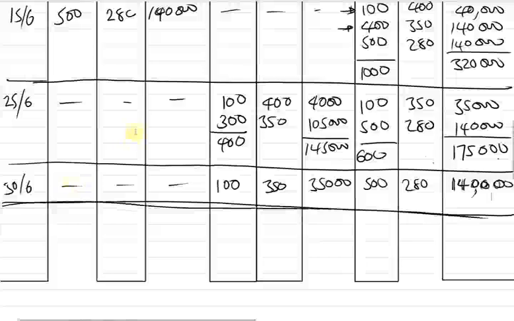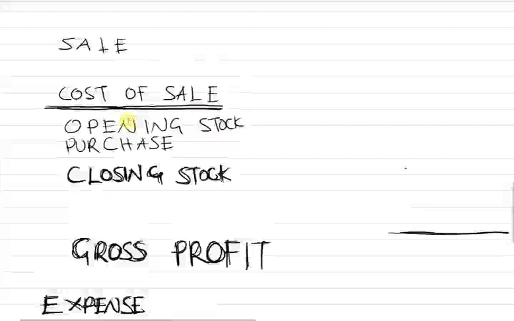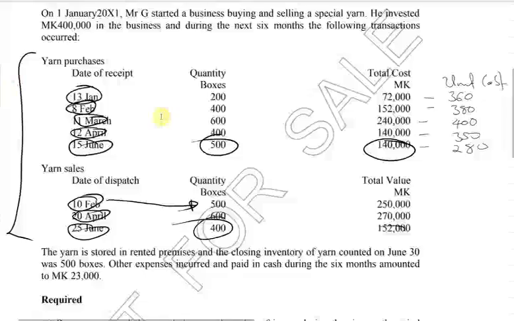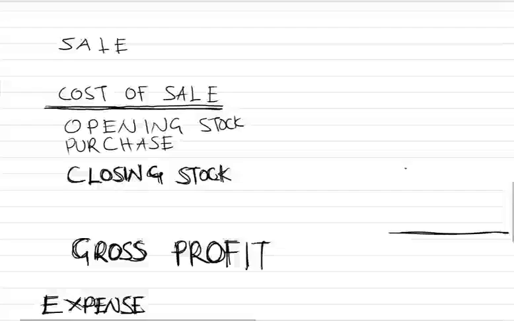So if we are to come up with the statement of profit or loss, right? Statement of profit or loss, we know that we start with sales. So what will be our sales figures? So now the figures of sales, this one will be important now. We have to add up how much they sold all the items during the period. So if you add 250 plus 270 plus 152, we should find 672. So that will be the sales value. So we're going to put 672,000.